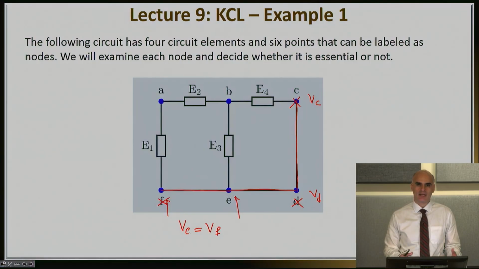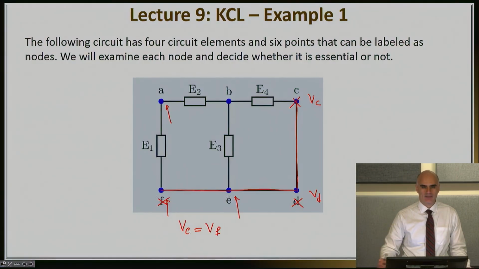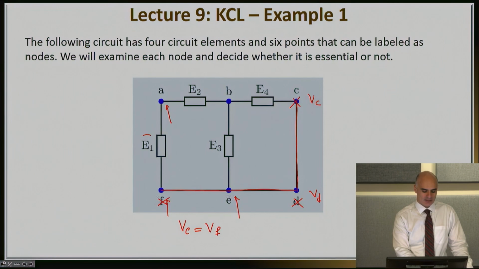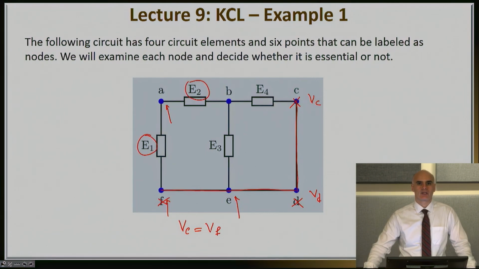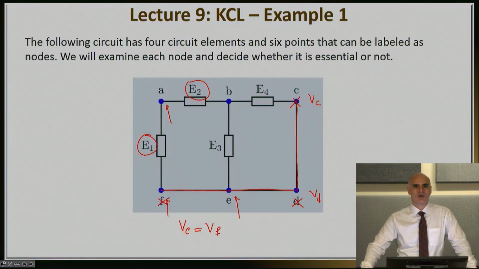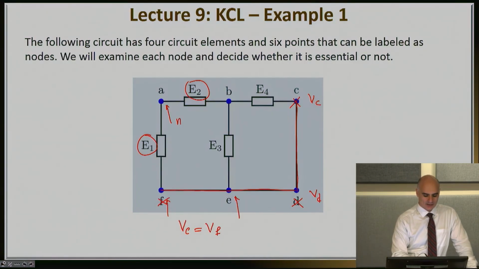So now we're actually done with four of our points, C, D, E, and F, and let's focus our attention on A and B. Node A is a legitimate node, and by that I mean it's different than ground. But if I count how many devices are connected to node A, there is basically E1 and E2. And so this is a non-essential node in the sense that there are only two devices connected here. So I will label this as a non-essential node.